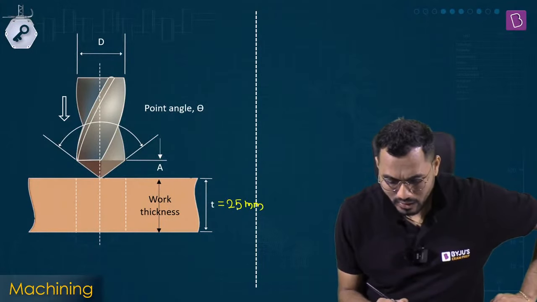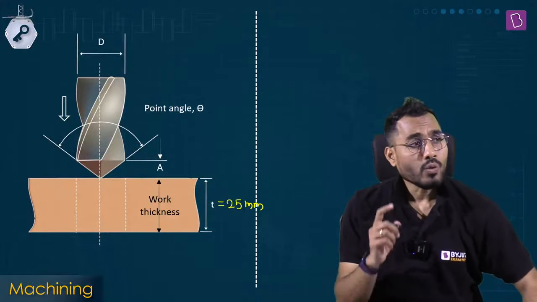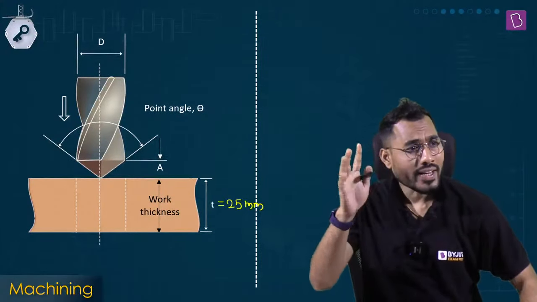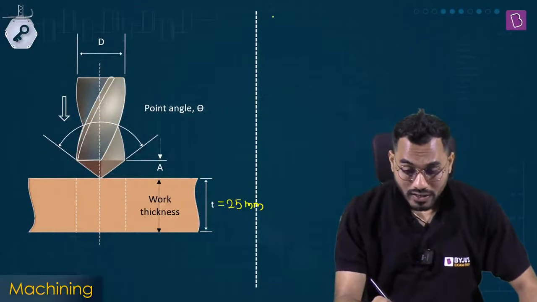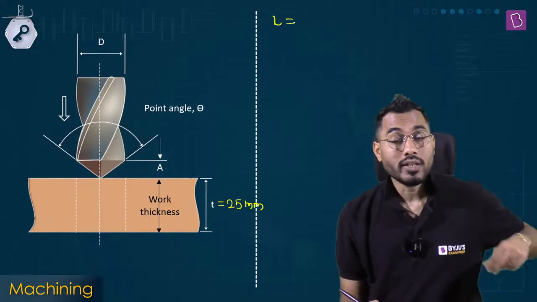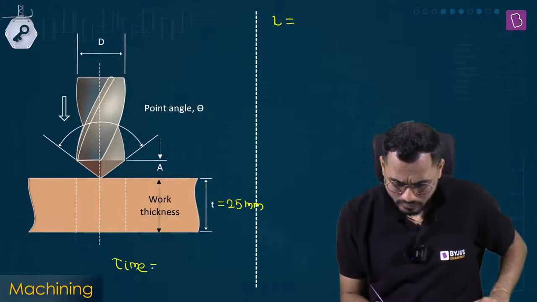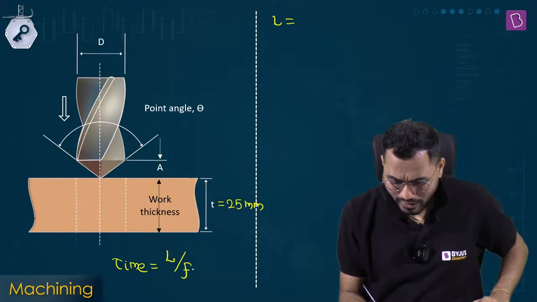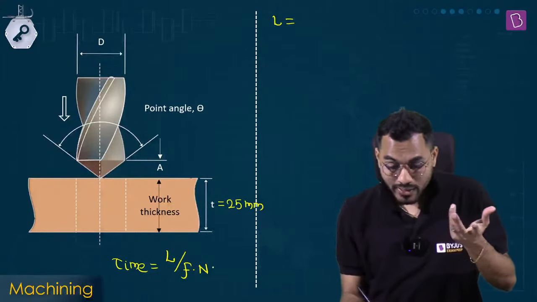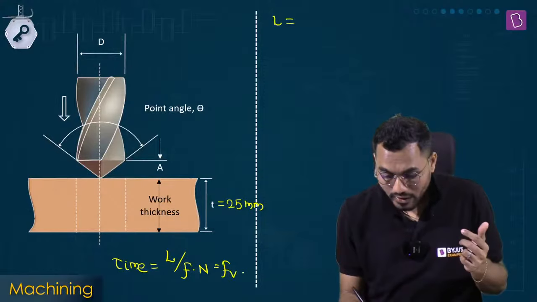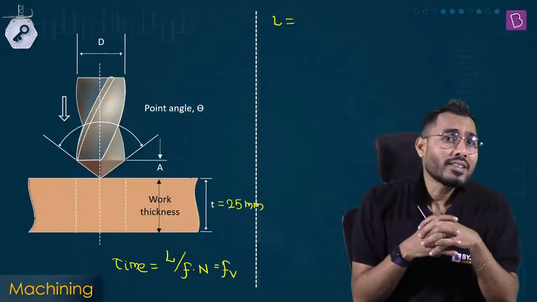Fine, 25 mm. Now, the point to be understood is that whenever we talk about any kind of machining operation or drilling operation, there has to be a length of travel of the tool. That is what we're interested to calculate, because we know the time of machining is the length of travel, L, divided by F into N. F is the feed, N is the RPM, right? Feed rate multiplied by RPM is called the feed velocity. Distance divided by feed velocity will give me the time. So how much distance does the tool need to travel?